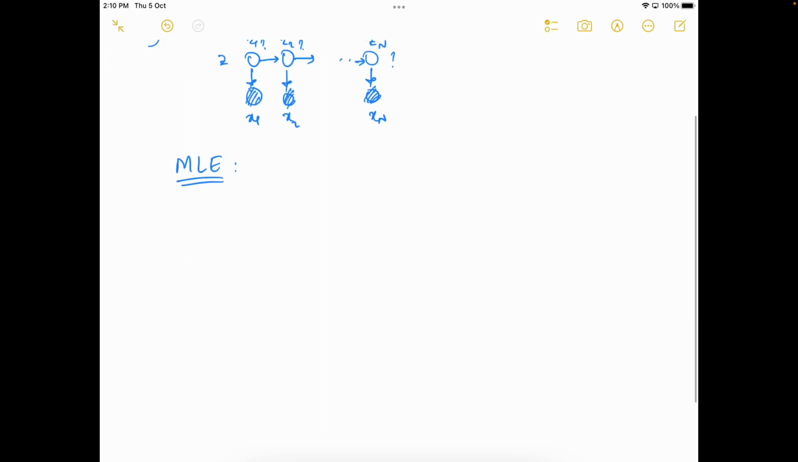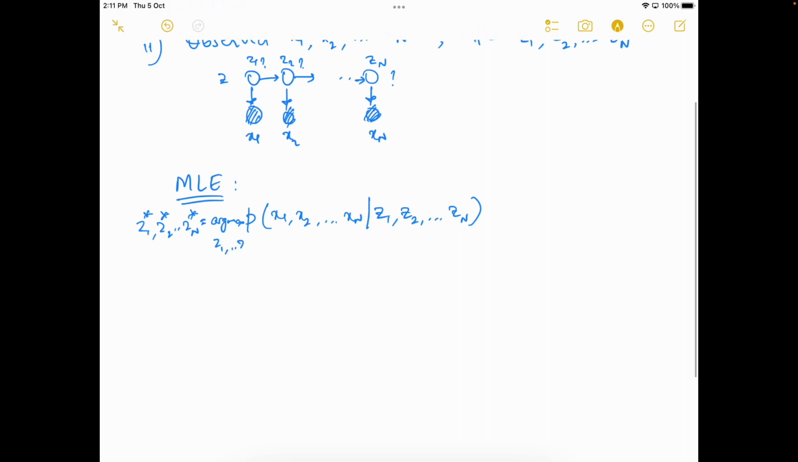Okay, I'll give the answer. MLE is the probability of the observed data given the latent. And so you will say my z1, z2, so on up to zn star is equal to argmax over z1, z2, up to zn of that. That is your ML estimate, right?